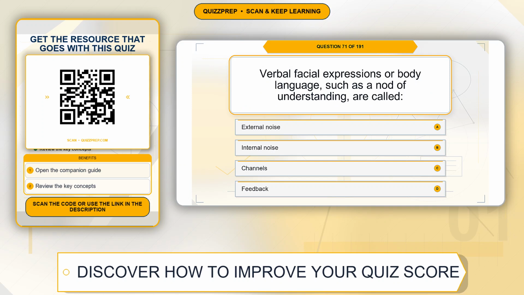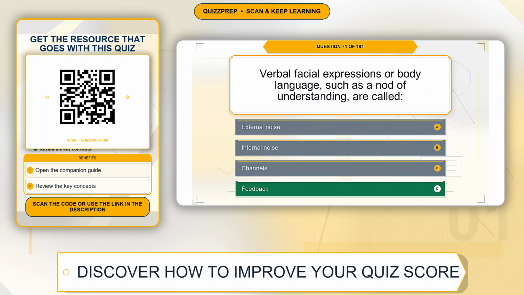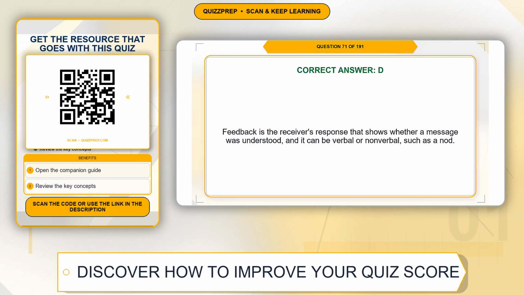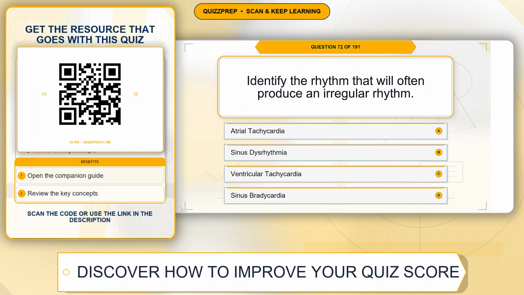Question 71. Verbal facial expressions or body language, such as a nod of understanding, are called: Option A, external noise. Option B, internal noise. Option C, channels. Option D, feedback. The correct answer is option D, feedback. Explanation. Feedback is the receiver's response that shows whether a message was understood, and it can be verbal or nonverbal, such as a nod.